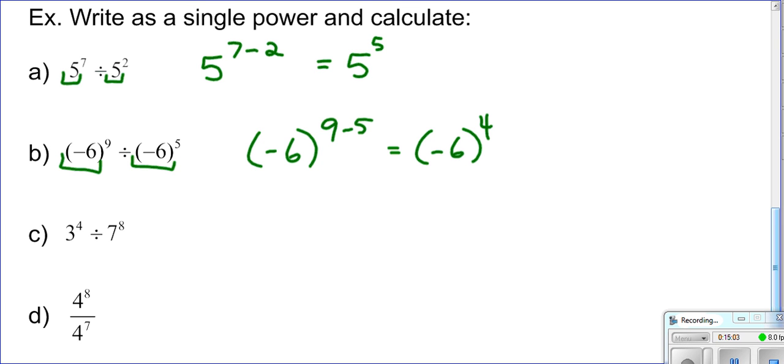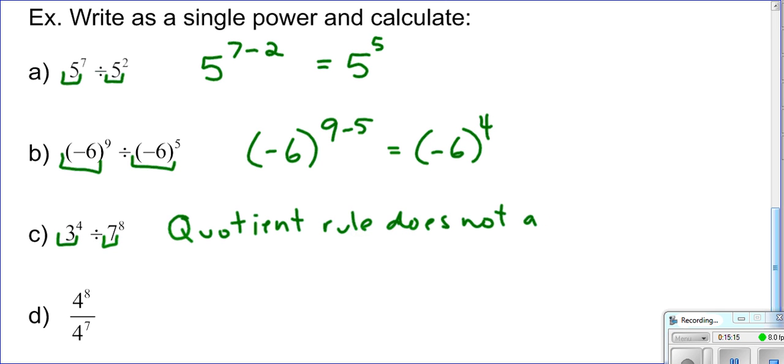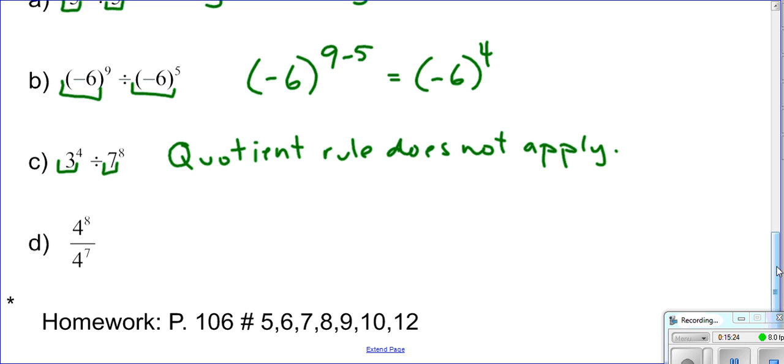When we look at C, we have a base of 3 and a base of 7. The bases are not the same, so the quotient rule does not apply. We cannot write these as a single exponent because the bases are not the same. The best we could do would be evaluate what is 3 to the power of 4 and what is 7 to the power of 8, and then divide that fraction. But we'll leave it at that.